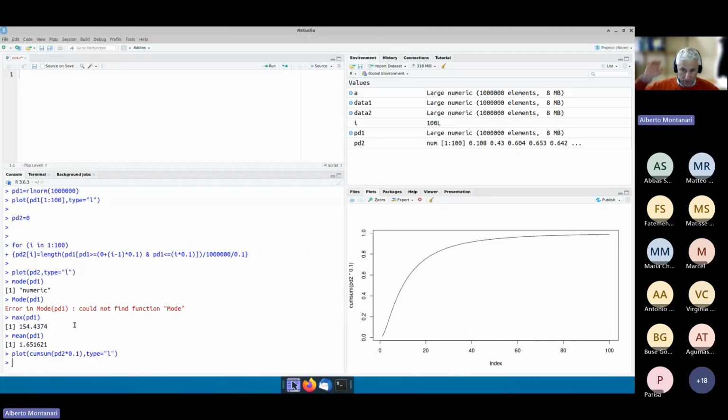Plot cumsum of it, and this is the cumulative probability. It's the probability of not exceedance, and you see it's varying from 0 to 1, which is perfect. So if I want to get the probability of not exceedance of 20, it's about 0.7. Which means that the probability of exceedance of intensity 20 is 0.3.